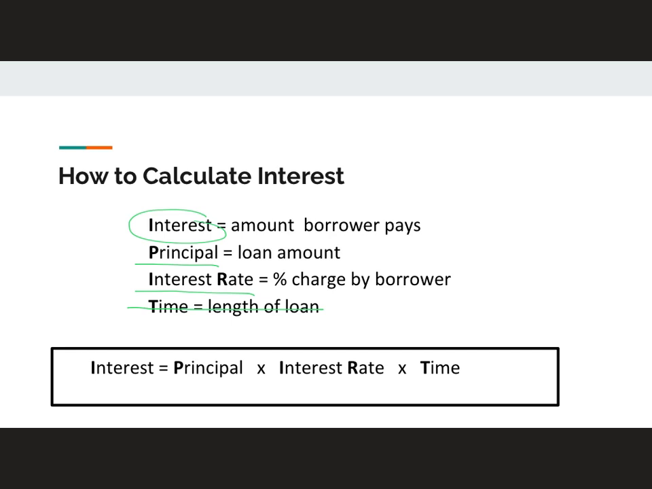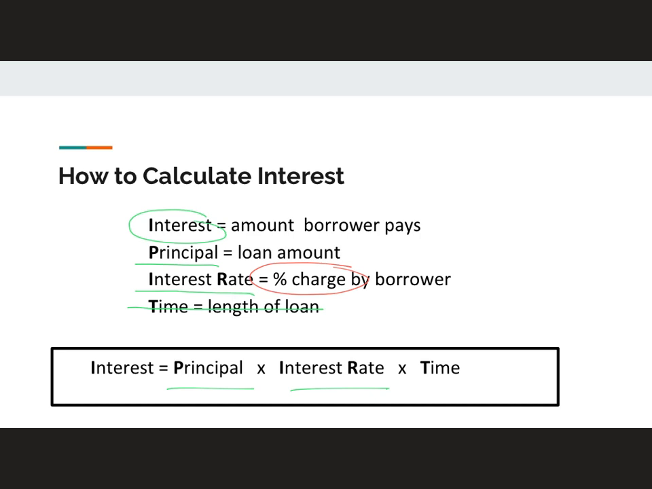So really all we're doing is we're taking the principal times interest rate to find the interest that the borrower pays. And here's the only thing that's going to throw us off. When we're doing this calculation, we need to convert this percentage into a decimal. And if it's been a while since you've done that, here's how it works.